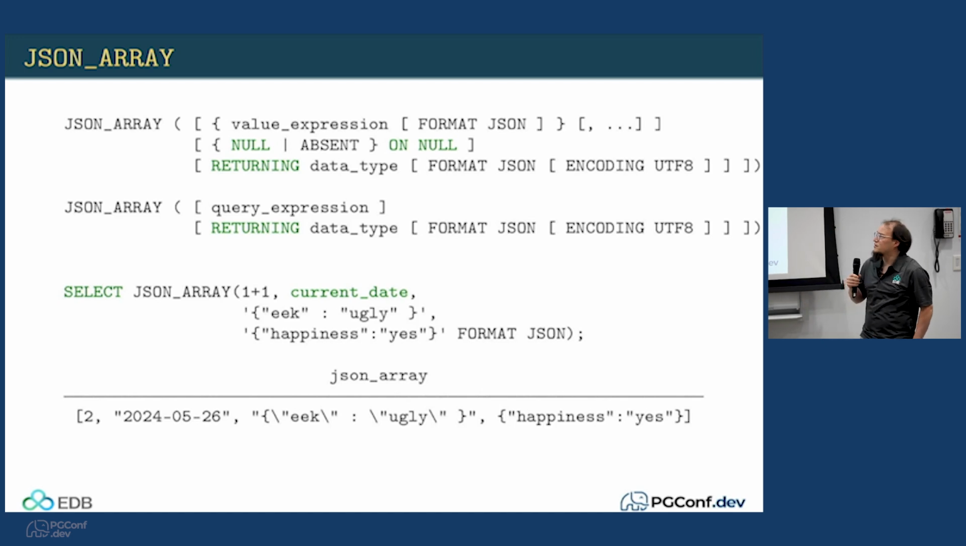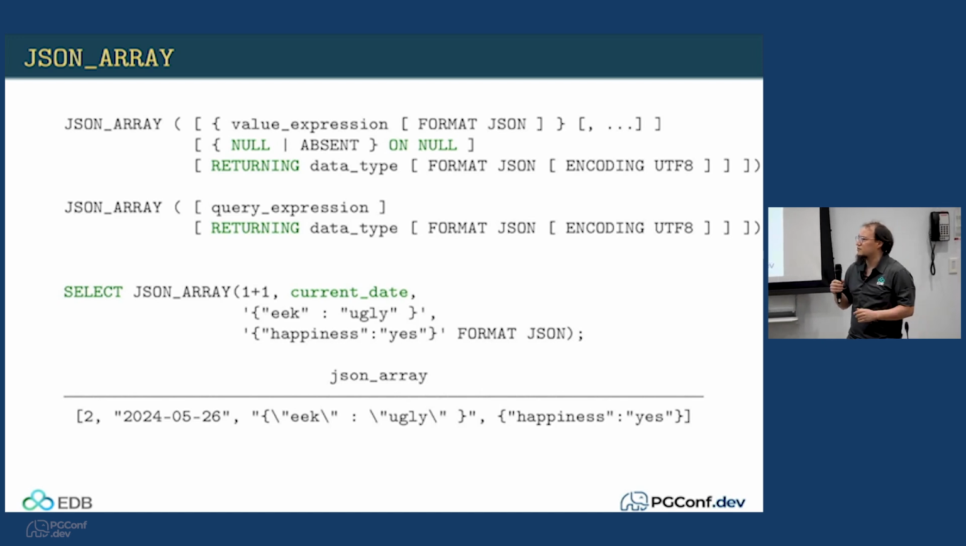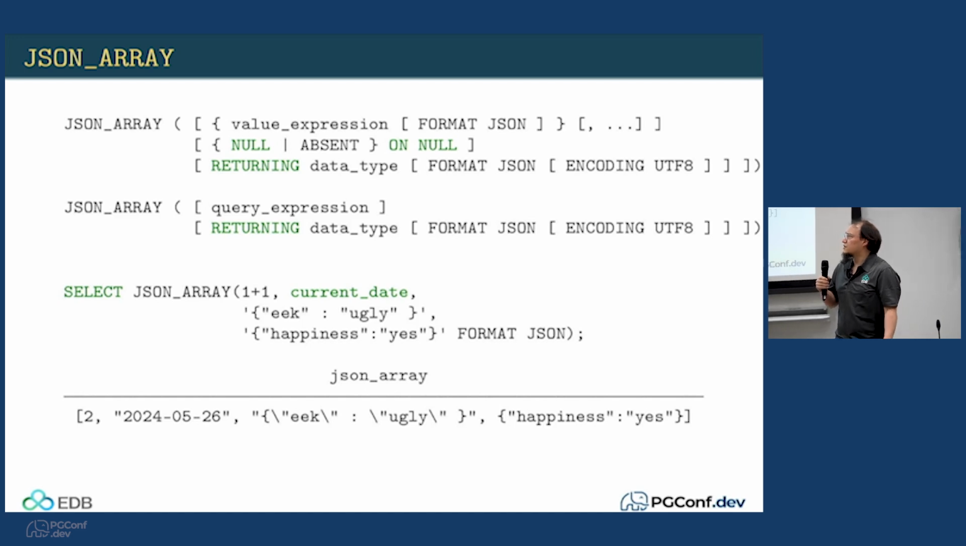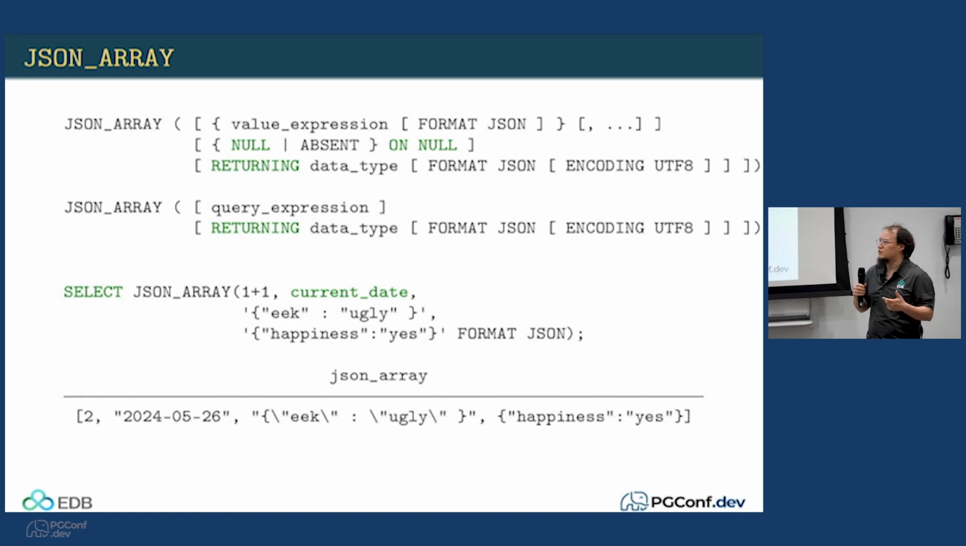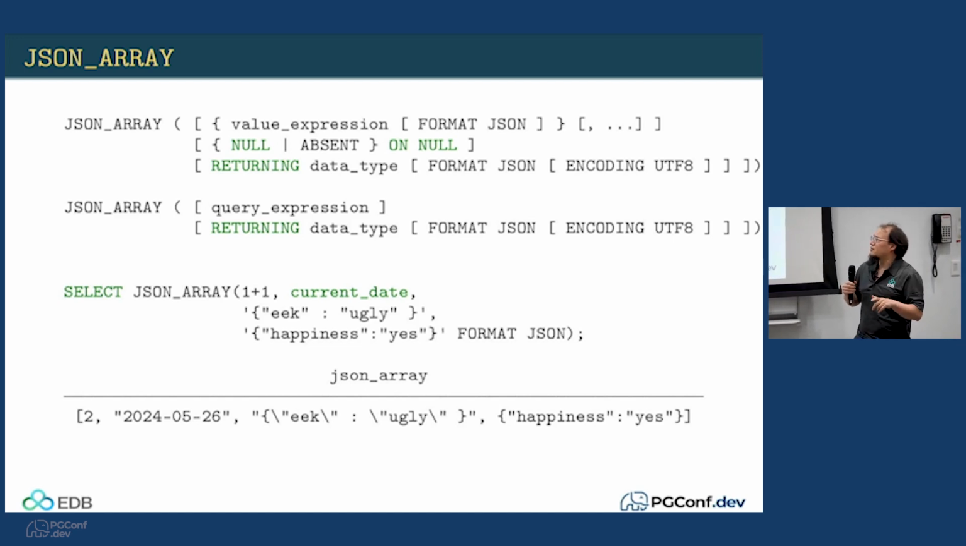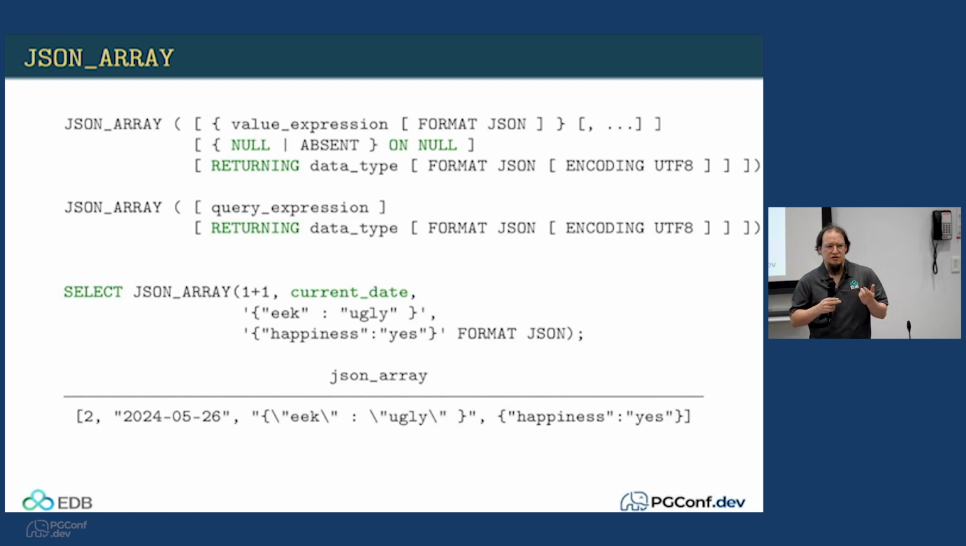So the way you call this is that you give it an expression and it returns a value in the array. So you can say 1 + 1 or current date, and it will represent the output of the function as a string. And then you can have a string that looks like a JSON object. You probably know very well that a JSON array can contain not only scalars, but also other JSON objects or other JSON arrays in there.